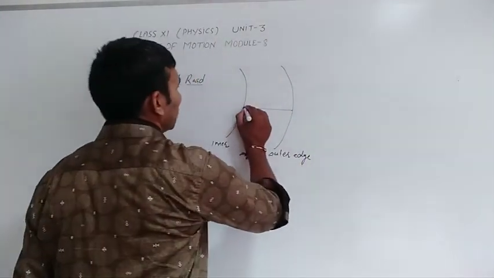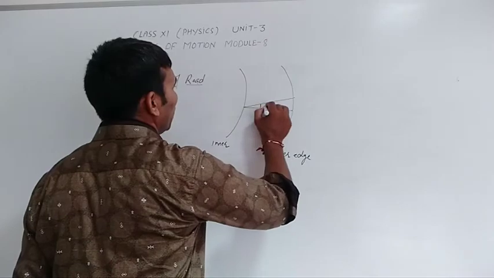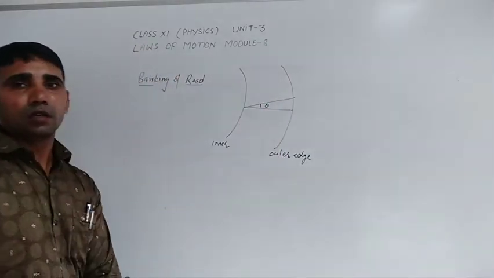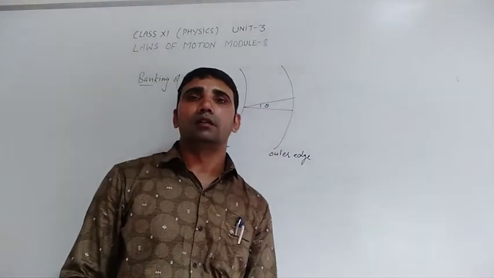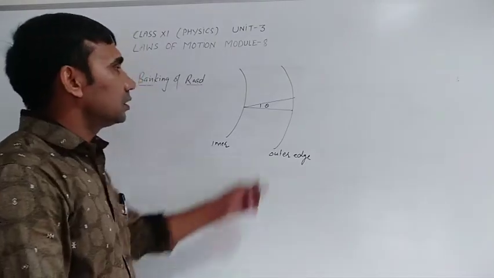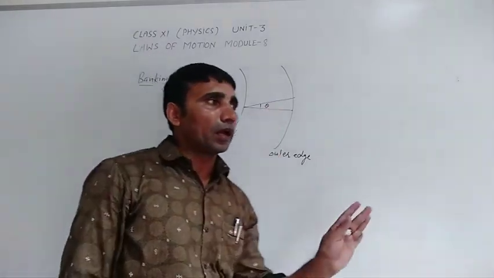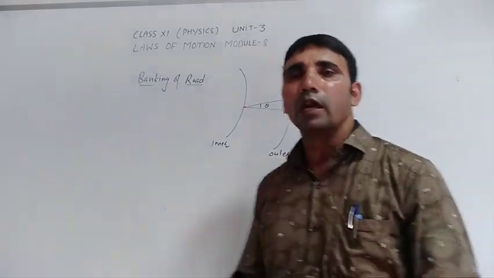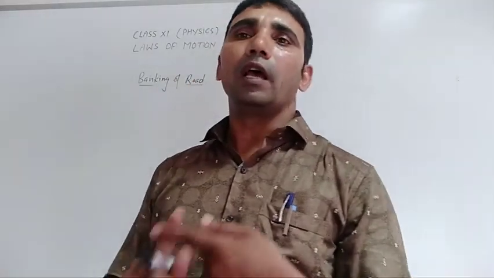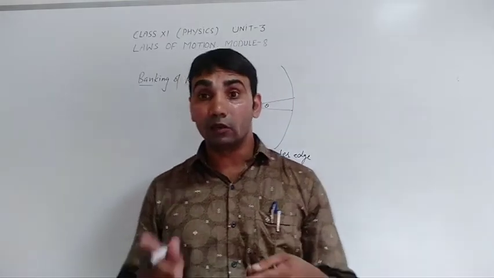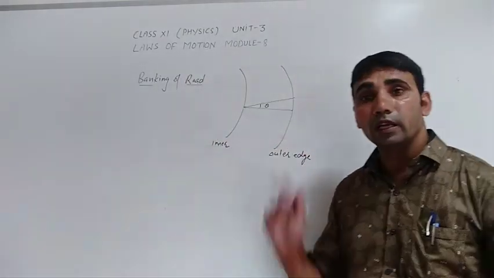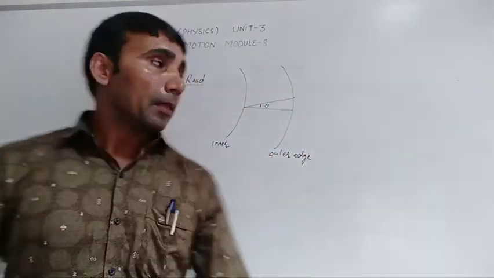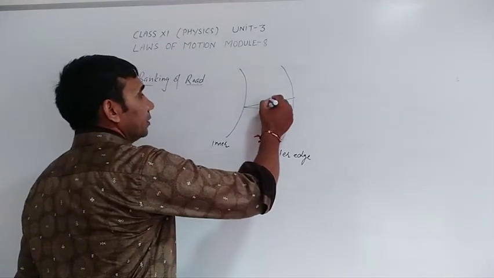So this outer edge of the road is raised through an angle theta. This banking of road helps us to provide centripetal force, and this centripetal force helps to keep the vehicle along the inner edge of the road. So this is the vehicle.